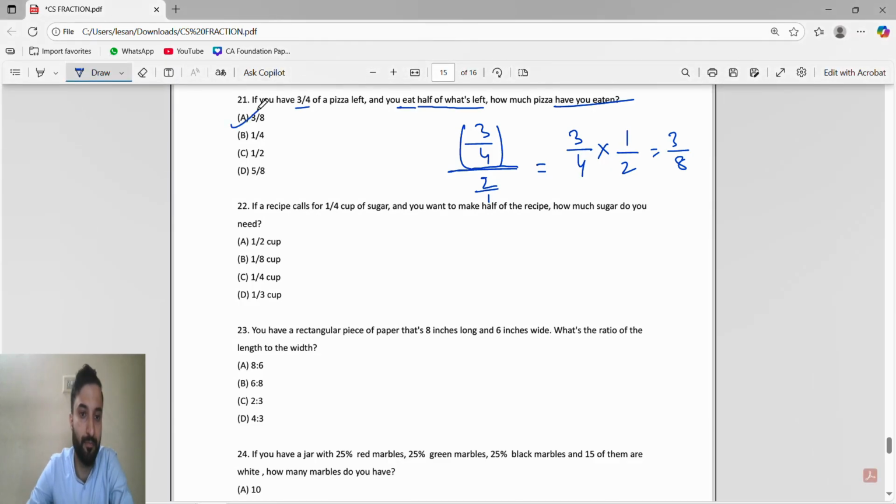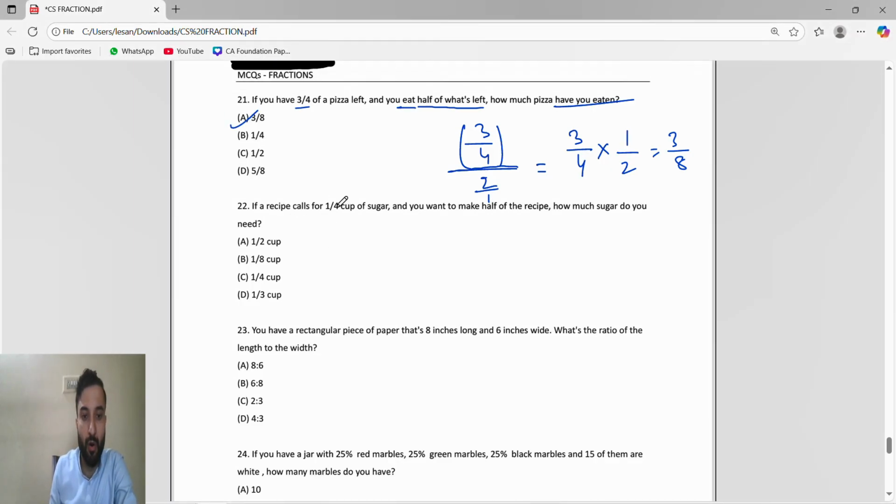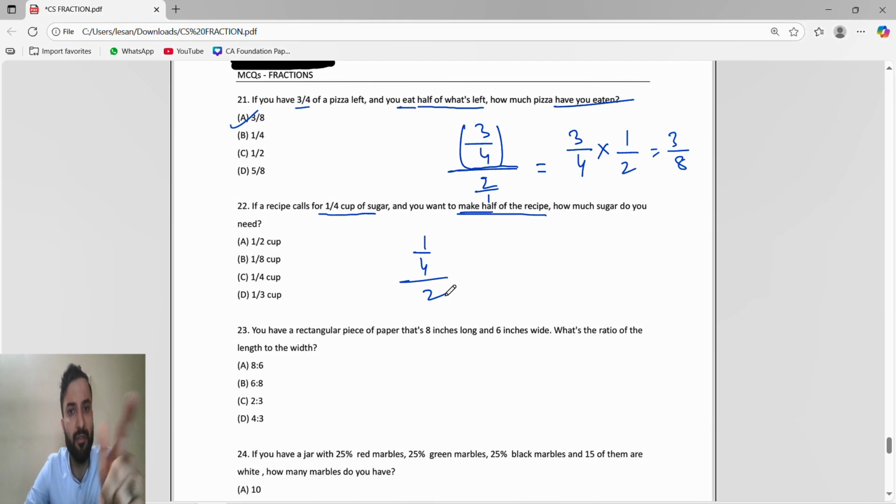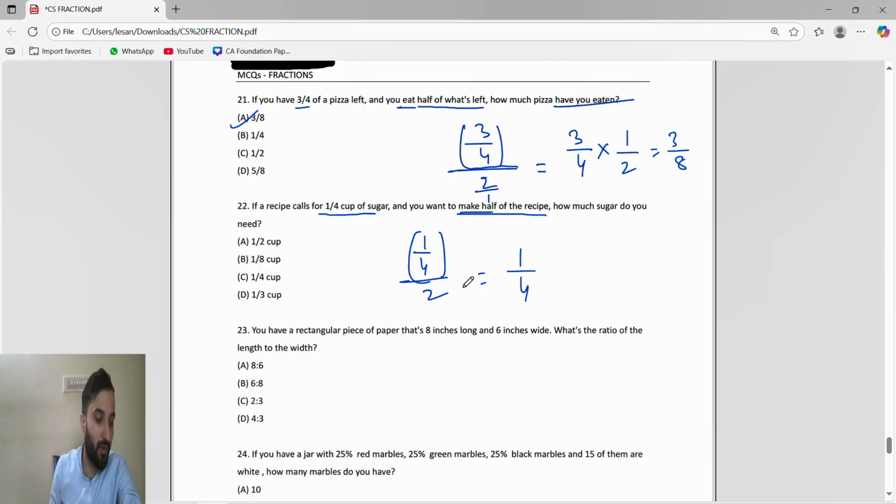See, if a recipe calls for 1 by 4 cup of sugar, and you want to make half of the recipe. So the recipe is 1 by 4, and you want to make half. Half means divided by 2. Again, the numerator is a fraction, so we'll write the numerator as it is. This divide sign will get changed into multiply, and the denominator will become reciprocal. So it is 1 by 8 cup.